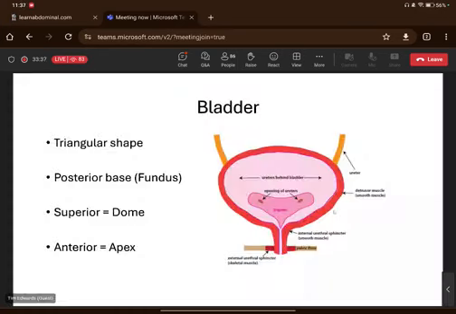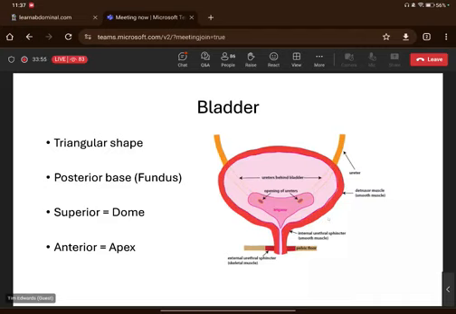So moving on to the bladder now. There's really not much to say about the bladder, and I think it's shown in some of the MR imaging that Bhavna is going to show you in the next part of the talk. So essentially, in terms of its shape, it's a triangular shape.